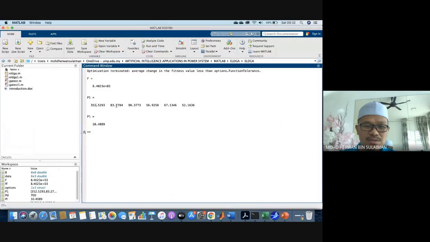So these are the results: P1, P2, P3, P4, P5, P6. So you can verify these things. Supposed to get a similar value F 8000. This one is the function. Okay, this one is your optimized value. This one is your loss. Okay, that's all. That's how they use the GA from here.